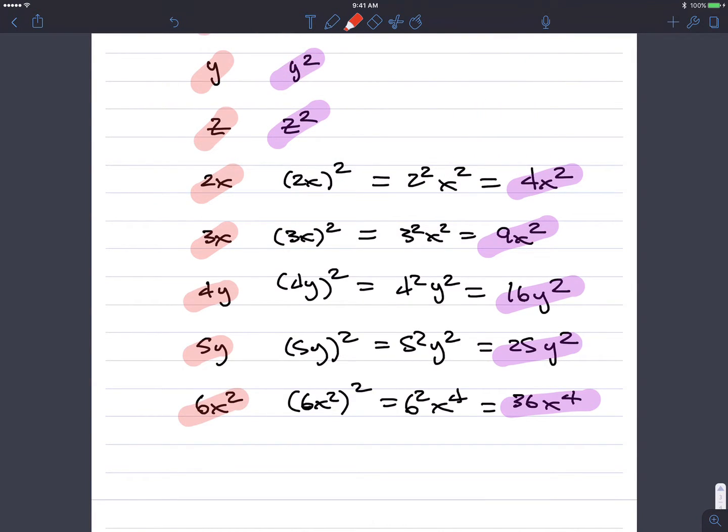What does the number represent? The size of the square? Which number? The one in front? The 36? It's just what you get when you square 6. 6 times 6 is 36. If you look closely, isn't 36 a perfect square and x to the 4th a perfect square? 25 a perfect square, y squared a perfect square? 16 and y squared, 9 and x squared, 4 and x squared. In other words, they're all perfect squares we're generating.